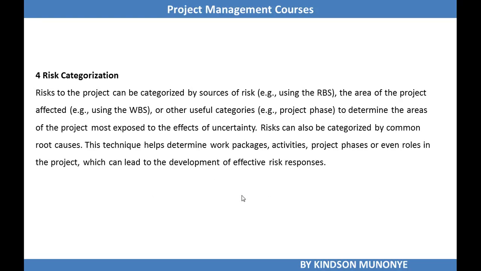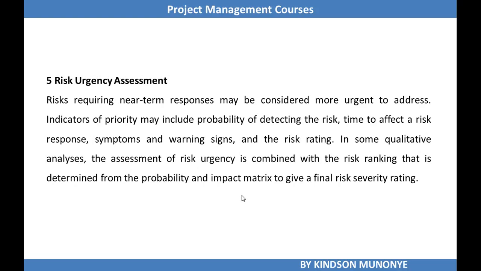Let's now look at another tool and technique, and that is risk categorization. Risks to the project can be categorized by sources of the risk using the risk breakdown structure, the area of the project affected using the work breakdown structure, or other useful categories, let's say the project phase, to determine the areas of the project most exposed to the effect of uncertainty. Risk can be categorized by common root causes. The technique helps determine work packages, activities, project phases, or even roles in the project, which can lead to the development of effective responses.